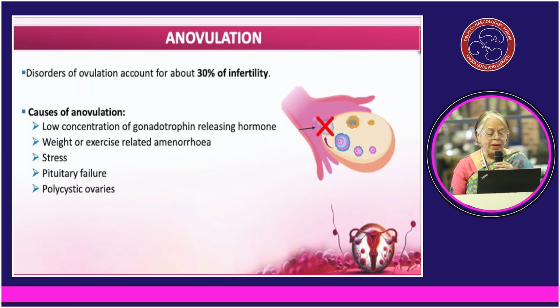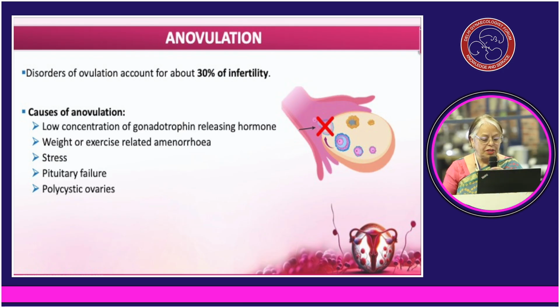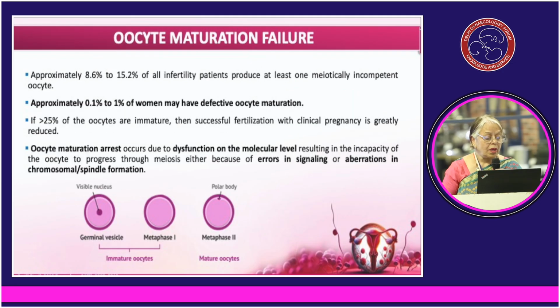Anovulation, we all know the main culprit is polycystic ovaries. And stress. I would rather label stress as the first cause because too much information is easily available. Our generation, the new generation, has become a generation of overthinkers. It could be because of weight or exercise-related amenorrhea and other pituitary or hypothalamic disorders.